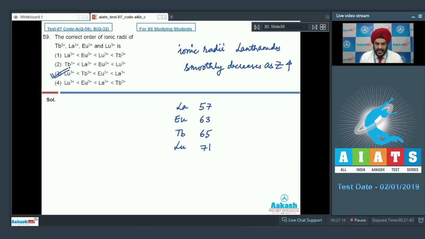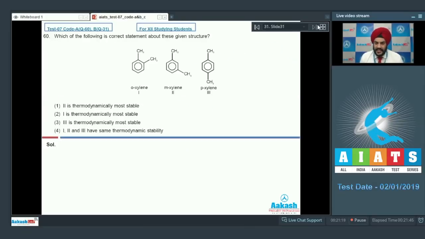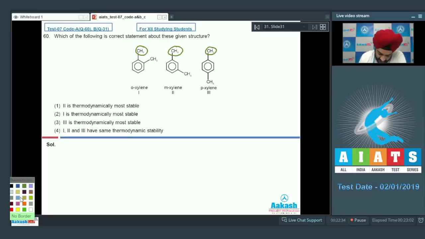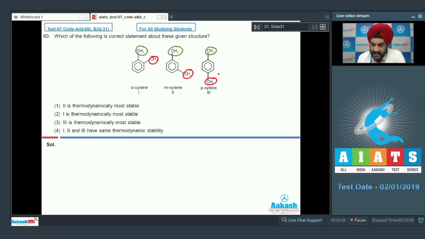Let us look at the last question for this test. Which of the following is the correct statement about these given structures? So we have been given orthoxylene, metaxylene, and paraxylene, and we have to talk about the thermodynamic stability of these three structures. We have been given CH3 groups attached to benzene, and these CH3 groups exert a +H effect. Now, since we have two CH3 groups, we have to distinguish between the effects of both of these groups. So we can probably label them. We can label one with the green color in each of them, and we can label the other with, let's say, red color.